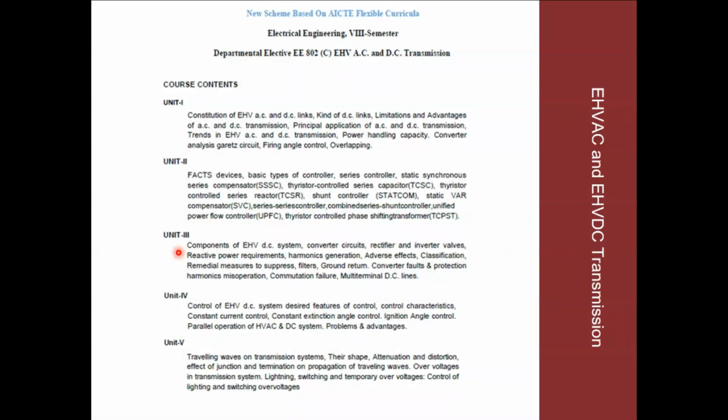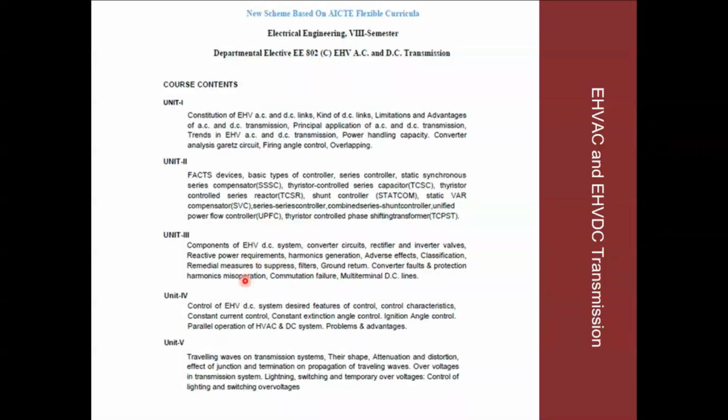In the third unit, there are components of EHVDC systems, how it is constituted, then converter circuits, rectifier and inverter circuits, what are the reactive power requirement of these converters, how harmonics are generated, then what are the adverse effects of harmonics in the system, and what remedials are taken to suppress the harmonics, then filters, ground return, then converter faults and their protection, commutation failure, and multi-terminal DC lines.